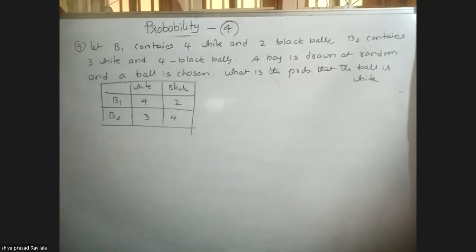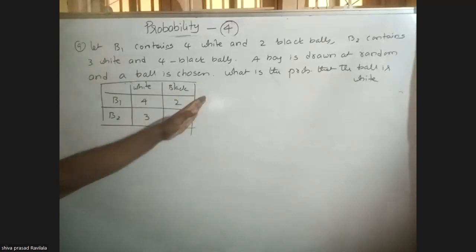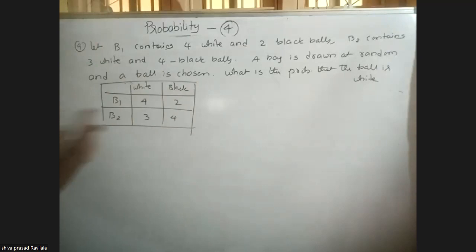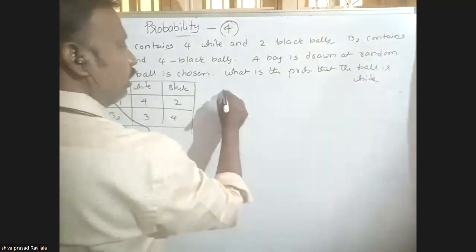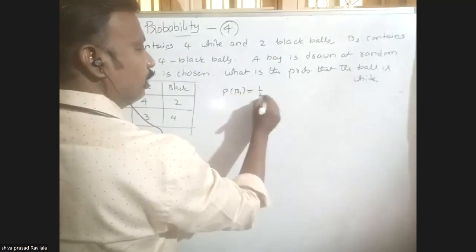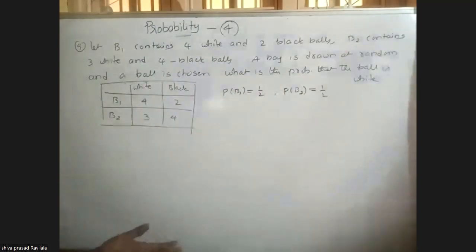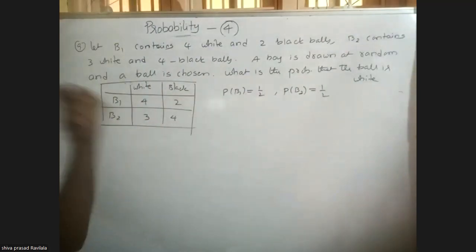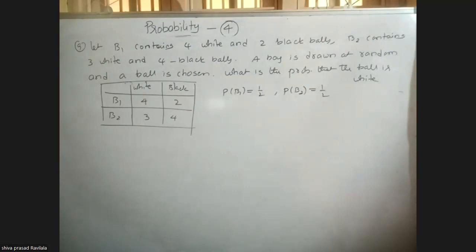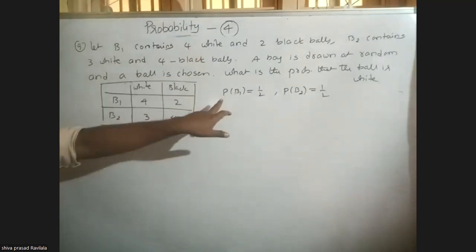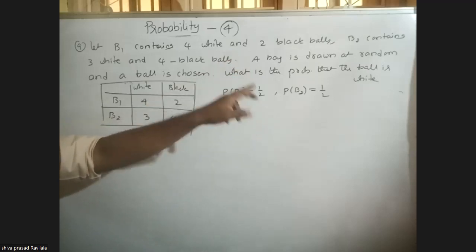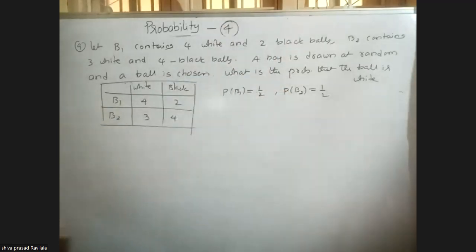how do you select? A bag is drawn at random and a ball is chosen. What is the probability that the ball is white? Probability of drawing first the two bags. There are two ways: bag B1 one case and bag B2 one case. Probability of selecting any bag, P of B1 is equal to 1 by 2 and P of B2 is equal to 1 by 2. Why 1 by 2? There are two bags. That's why probability of selecting first bag 1 by 2, second bag 1 by 2. And remember, for example, if three bags are given, probability of drawing bag B1 is 1 by 3, bag B2 is 1 by 3, and bag B3 is 1 by 3.